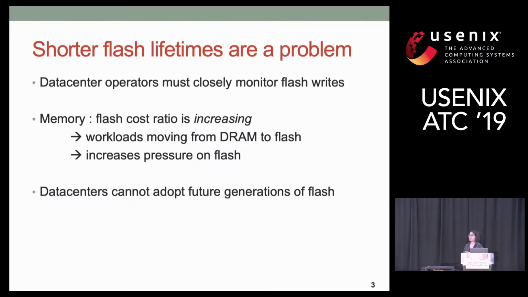Shorter lifetimes, however, are a problem for a number of reasons. First, shorter lifetimes means that data center operators need to closely monitor Flash writes. This could mean that data center operators are, for example, throttling applications that are going over their daily allotted write IOPS. Also, the memory to Flash cost ratio is increasing, which means that a lot of operators are also migrating workloads from DRAM to Flash, and this will only further increase the pressure on Flash.